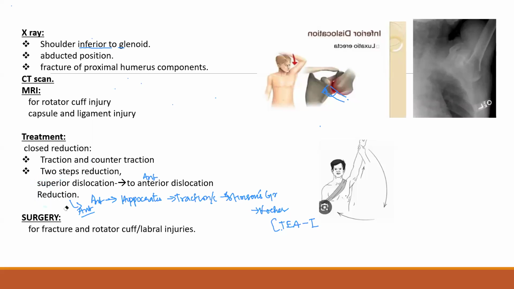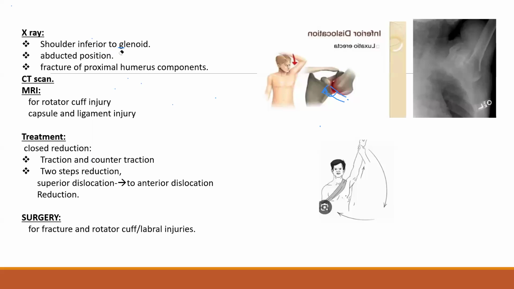One is converting the inferior dislocation to an anterior dislocation, then reducing it as an anterior dislocation. The second is just giving traction in line with the deformity to bring the head of the humerus into the glenoid. And if the patient has other associated injuries, we do an MRI after the shoulder reduction. If the patient has a rotator cuff injury, you need to treat the rotator cuff injury. If the patient has a fracture, you need to fix the fracture accordingly. So this is all about inferior dislocation.